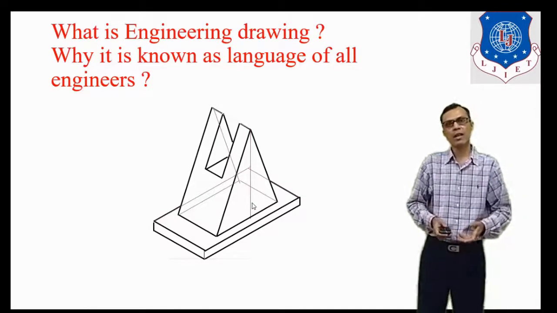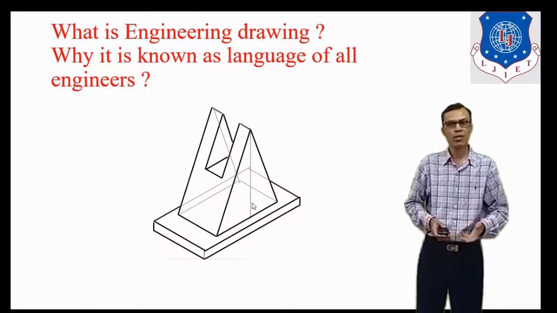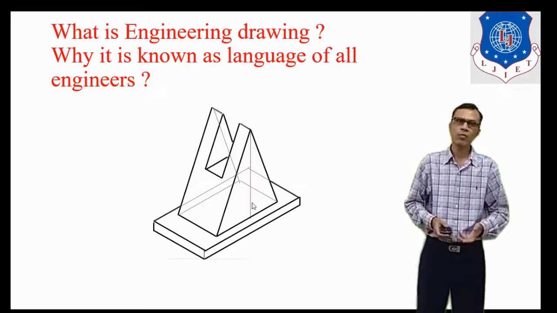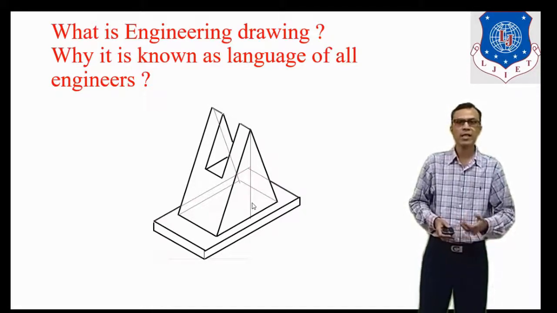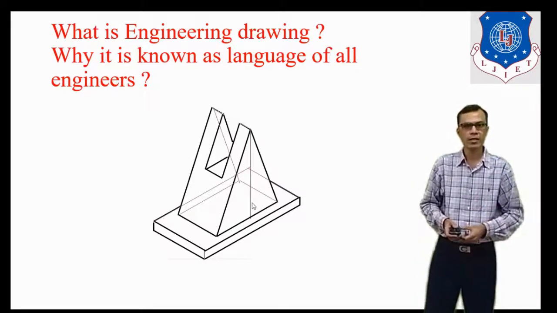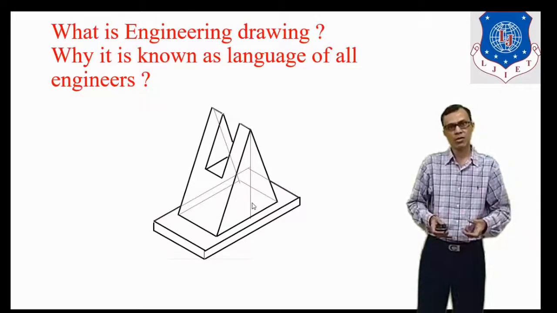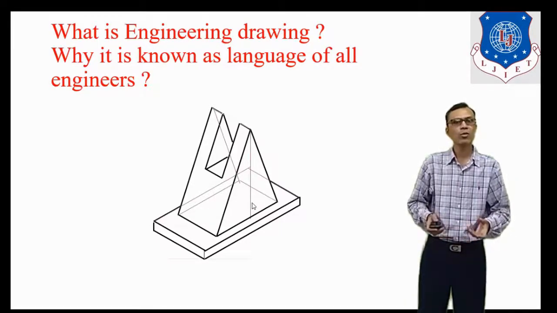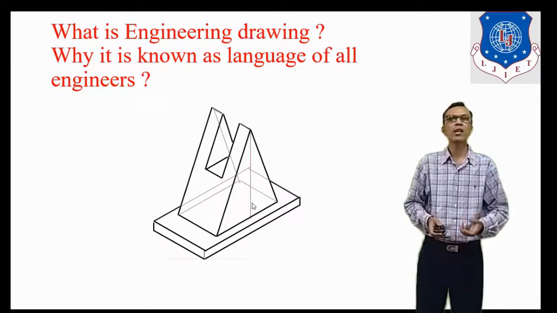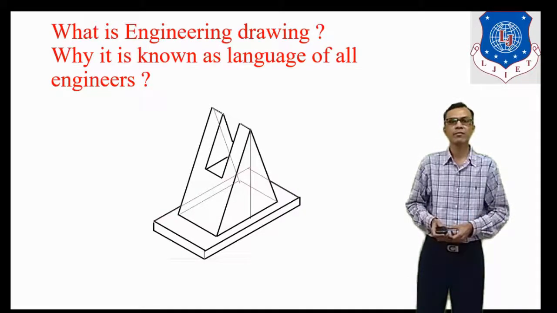All these products are manufactured on the shop floor, and for all these kinds of products, some drawing is required to manufacture them. That's why it is known as the language of all engineers. And all the rules are similar wherever you go in the world. That's why it is known as a universal language.